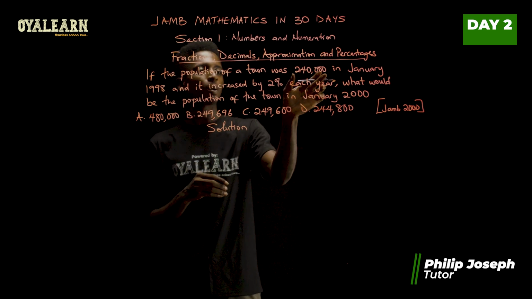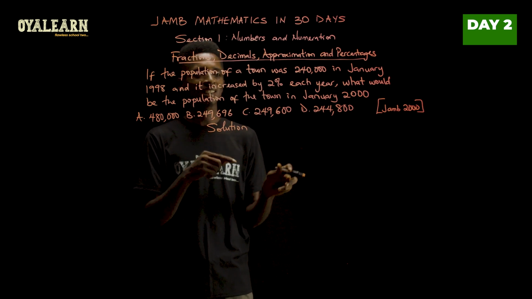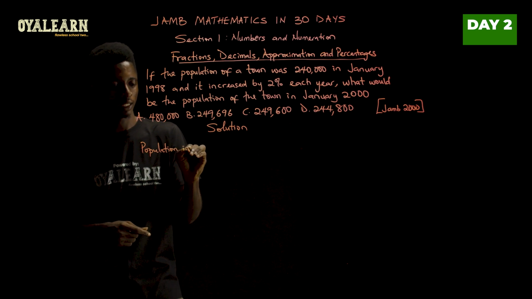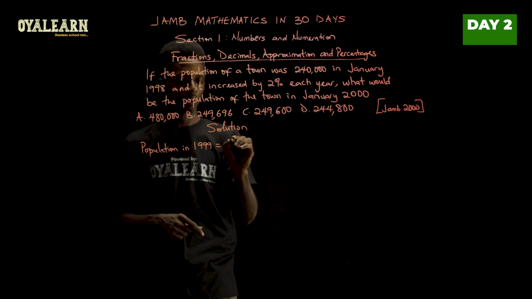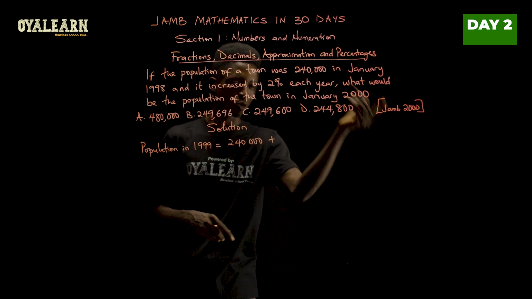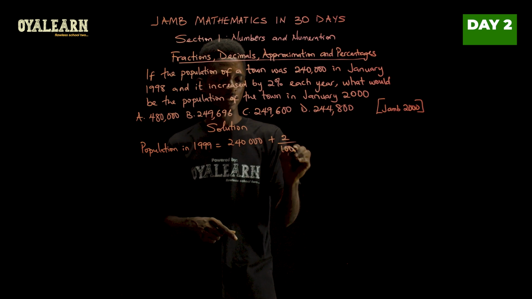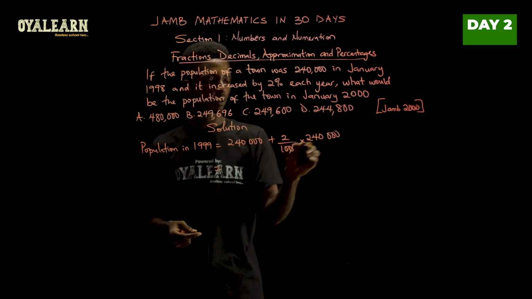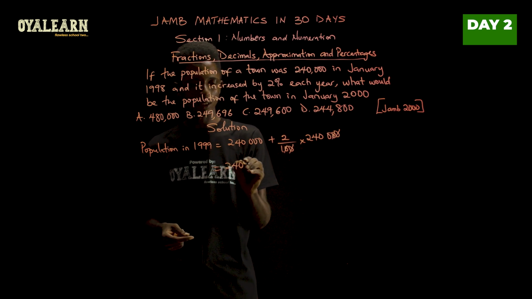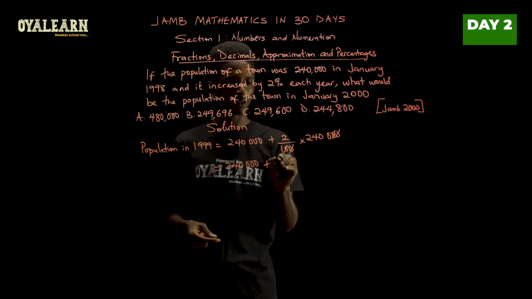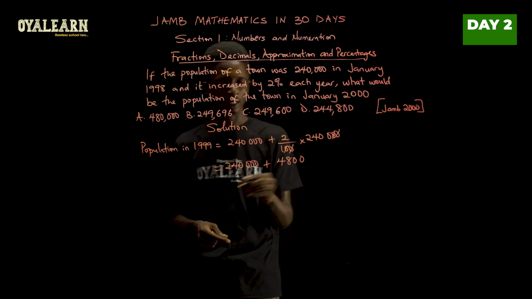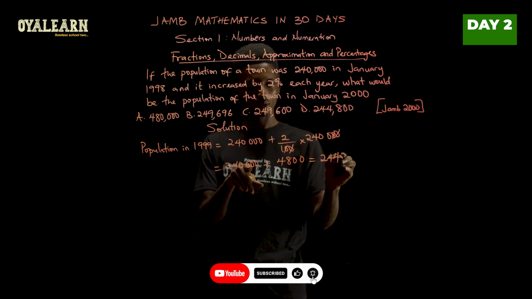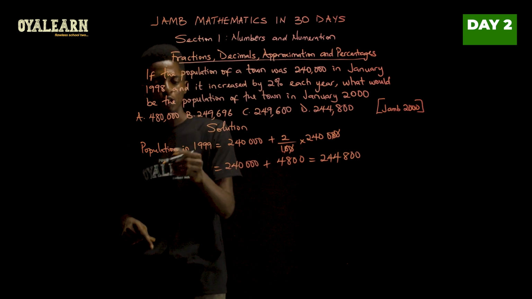Solution. Now, take note that this is the population in 1998, and then by 1999, it would have increased by 2% of this. So, you can then say population in 1999 would be 240,000 plus 2% of 240,000. And 2% means 2 over 100 times the same 240,000. Now, when we tidy this up, of course, 0 cancels 0, 0 cancels 0. Then we'll have 240,000 plus. Now, 2 times this would have 4,800. And when we add it together, we would have 244,800. This will be the population in 1999.